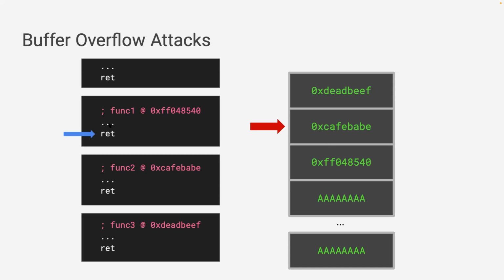So when this return hits again, it will pop this into the instruction pointer and we can jump to the second function. The second function will again execute and return and then jump to the third function, and it goes on like that, as long as we keep controlling the addresses after that. So you can see how return-oriented programming can give us control over the program execution flow.